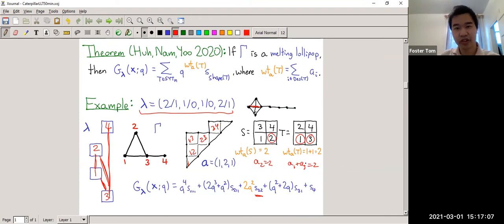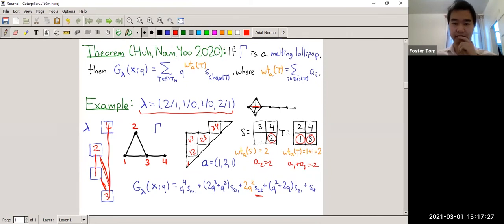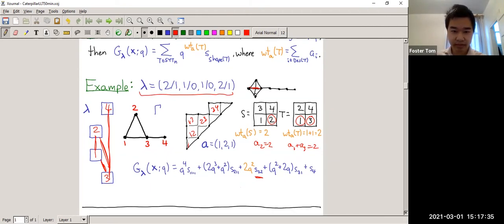So this is very much the sort of thing I would like to do. If my rows are arranged in a certain way, I want to define some set of tableaux and some statistic that will give me a combinatorial Schur positive expansion. Are there any questions up until this point? Doesn't look like it.